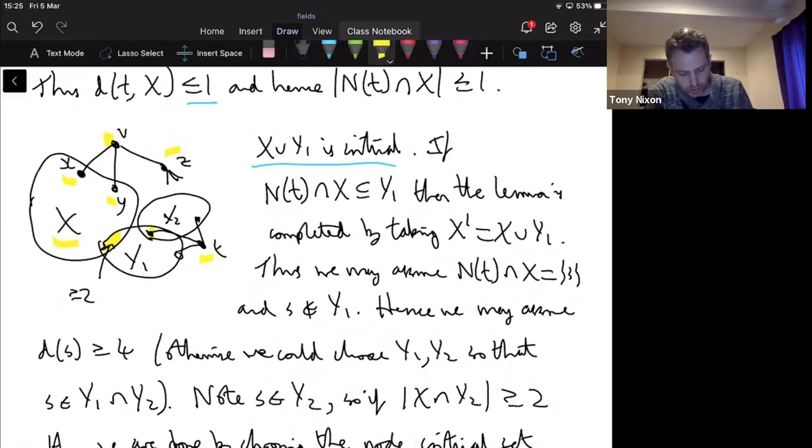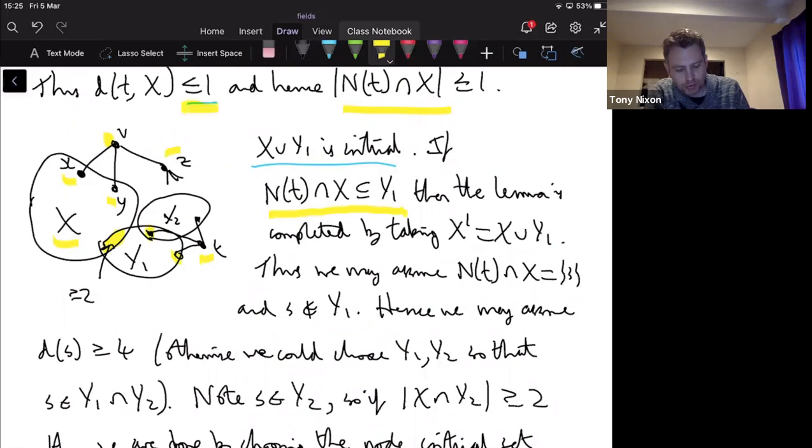So now we know there's at most one of the neighbors of t in x, but we want to worry about exactly how that happens. So here's a case. Suppose the neighbor set of t intersect x is contained in y1. So we know there's some nice intersection here. Suppose that contains the neighbors. So maybe both of these or maybe one of these. Oh, sorry, at most one of these, because we got this.